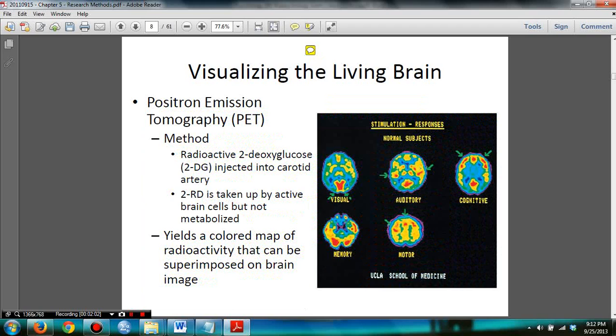And now we're talking about the PET, and you need to know its method. Basically, you inject 2-deoxyglucose into the carotid artery, and then 2-DG is taken up by active brain cells but not metabolized. So what ends up happening is that it yields a colored map of radioactivity that can be superimposed on a brain image. And here's an example of what it looks like.